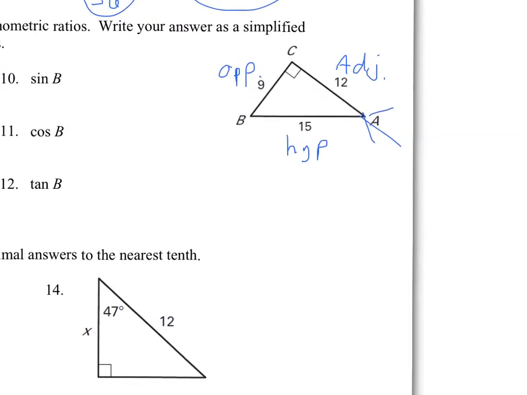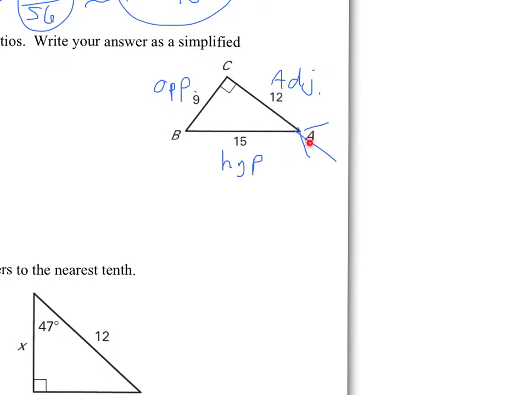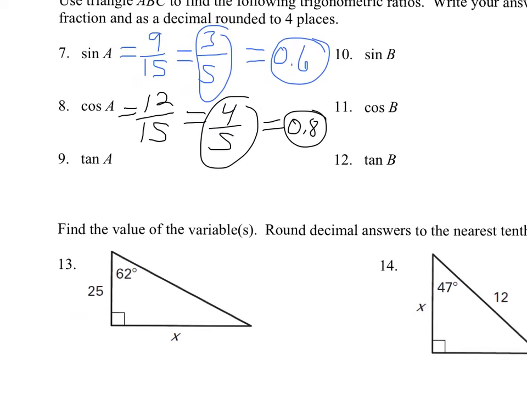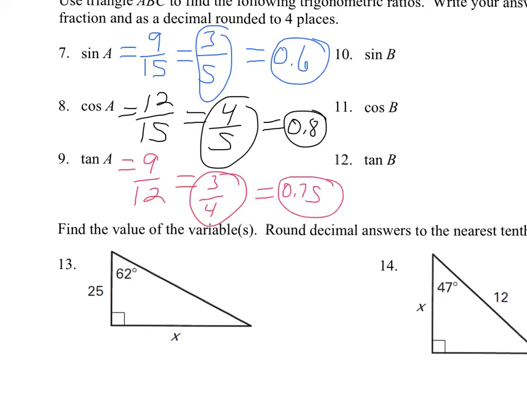Alright, tangent of A. Tangent is opposite over adjacent, so 9 over 12. 9 over 12, that can reduce. Divide them both by 3 and you get 3/4. And that will reduce to 0.75. No need to round there.